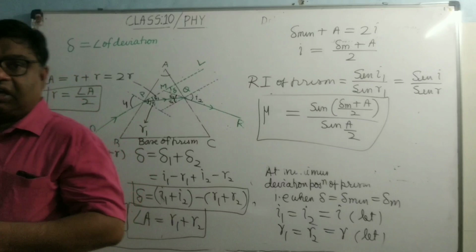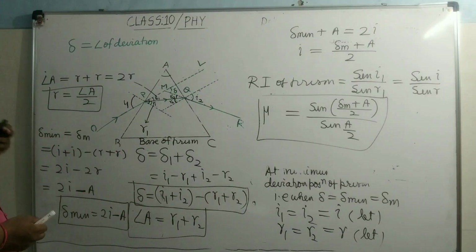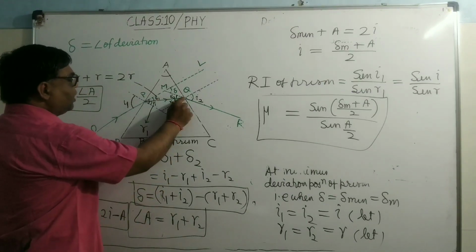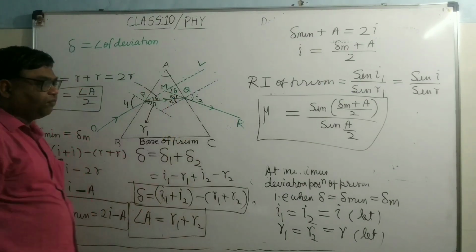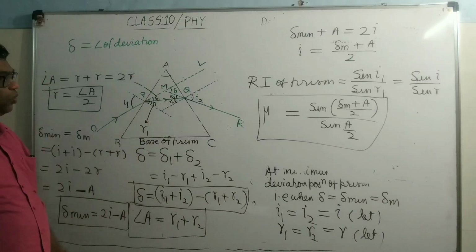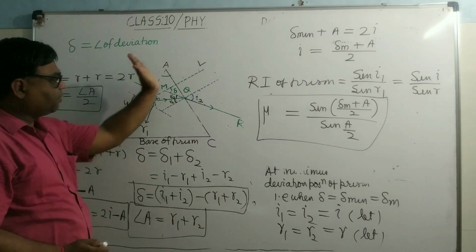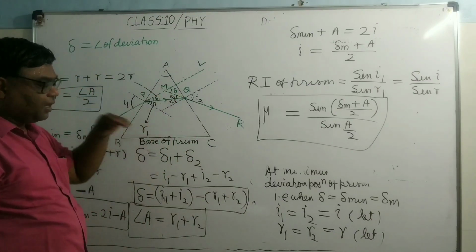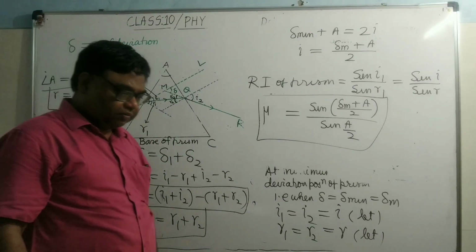It's clear? Now one more thing you can see here. If this prism is equilateral, or both the refracting surfaces are of the same size, then the refracted ray will be parallel to the base of the prism.